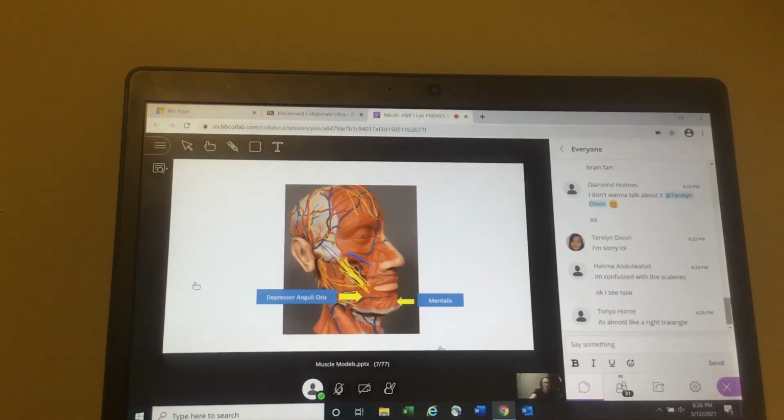All right, awesome. Here again, there's the depressor anguli oris, no problem. Here's the mentalis, right in the middle of your chin. That's it. Boom, mentalis. Okay, guys? Now, watch the suffix, IS. Find those patterns, right?